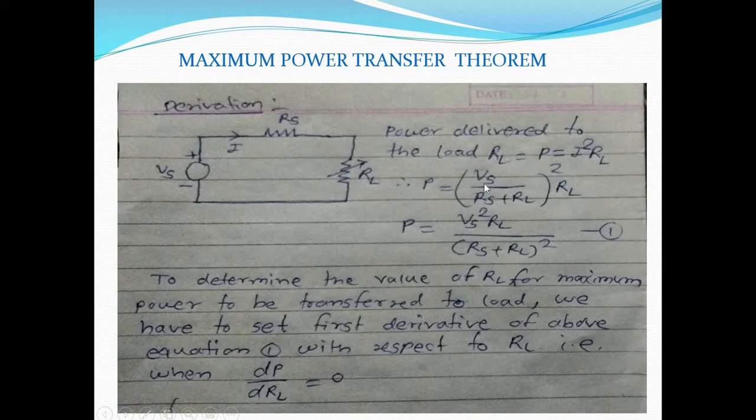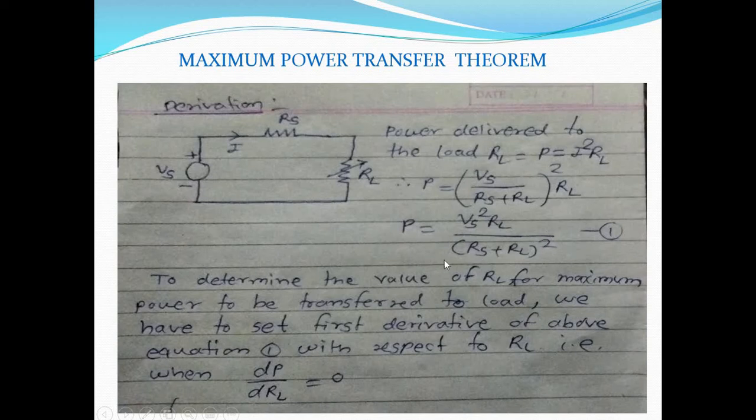So I squared into RL means (Vs upon Rs plus RL) whole squared into RL. So I can write the formula for power delivered to the load as P is equal to Vs squared into RL upon (Rs plus RL) whole squared. Now we have to find the condition at which the power delivered to the load, that is P, is maximum. To determine the value of RL for maximum power to be transferred to the load, we have to set the first derivative of the above equation 1 with respect to RL and equate it to 0.